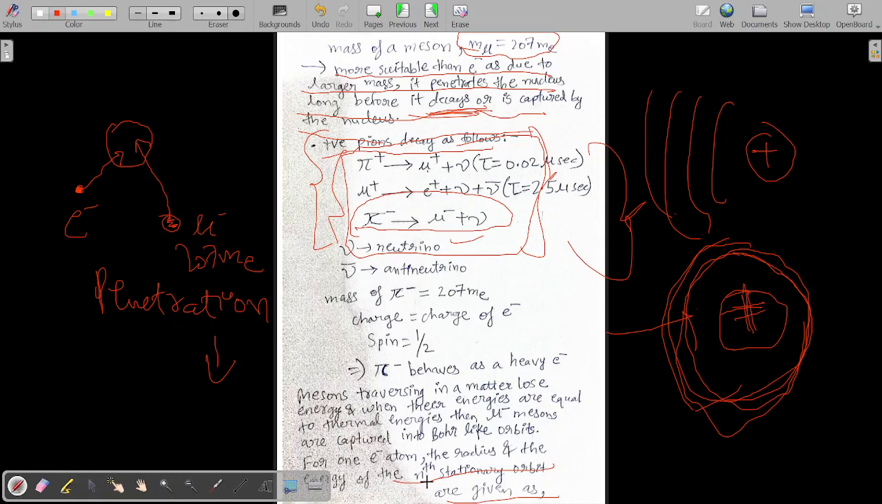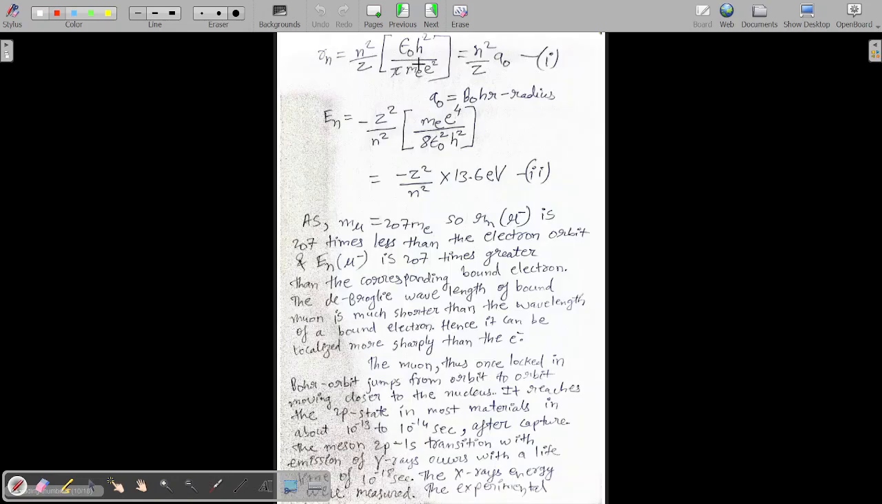Okay, so for one electron atom the radius and energy of the nth stationary orbit are given by the formula of Niels Bohr. This is the formula of the Bohr's radius. So, if I try to find the formula of nth energy state for a Bohr-like atom, it comes out to be like this.